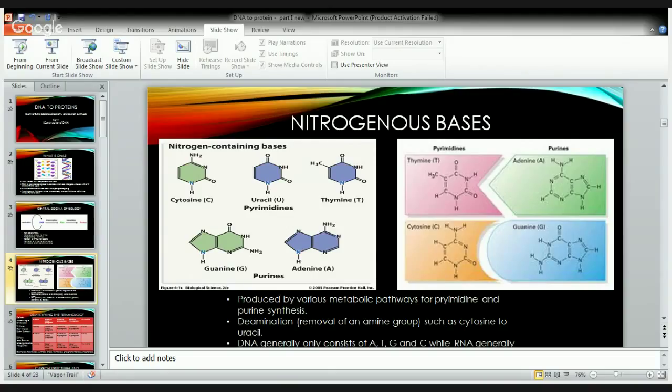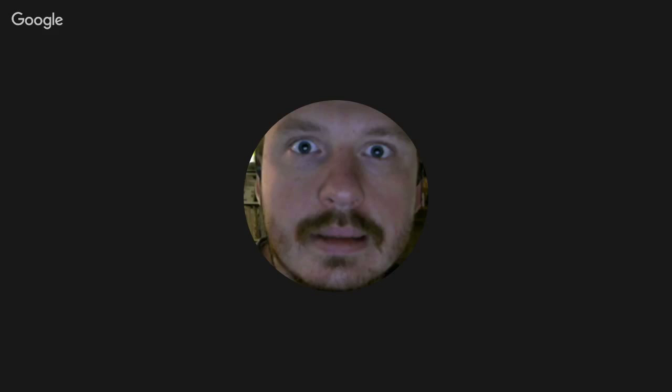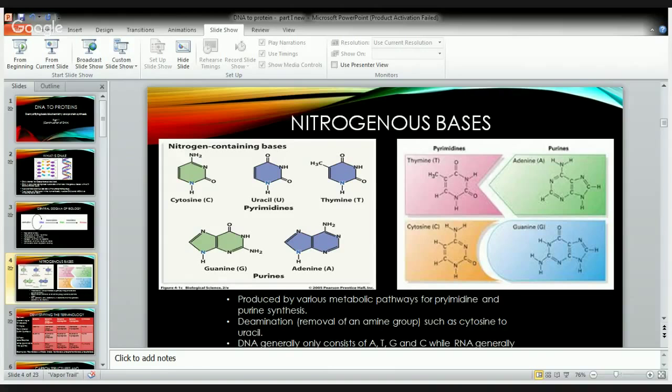Exactly. And what we're going to do is explain the foundation. Everybody kind of remembers A, T, G, and C, right? Those are for DNA. So what are A, T, G, and C? They are called nitrogenous bases. I'm not going to go into the metabolic pathways of how they're produced, because that's complicated and we have a whole different video. But basically, they are produced metabolically. Deamination is the removal of an amine group, such as in histone or uracil.